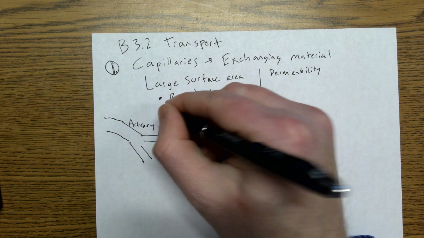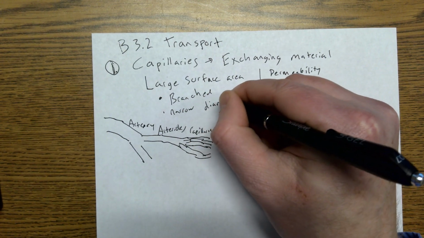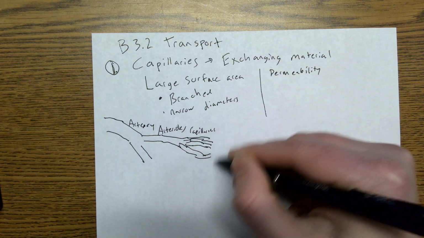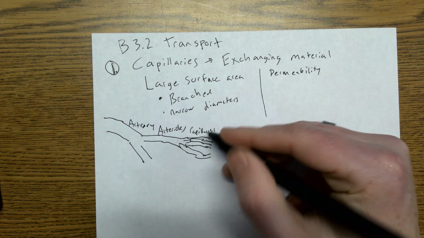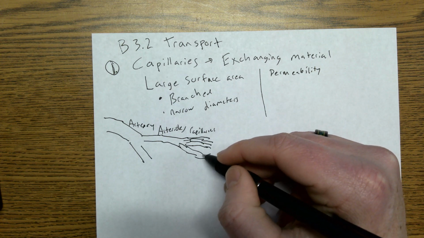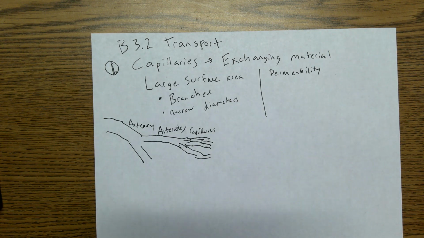They also have really narrow diameters. You can see they're very small. These narrow diameters allow more of them to be in the same space. So over here you had one artery, and you have 3 capillaries taking up the same space as one artery. So that narrow diameter allows more of them in the same area, so you have a larger surface area.